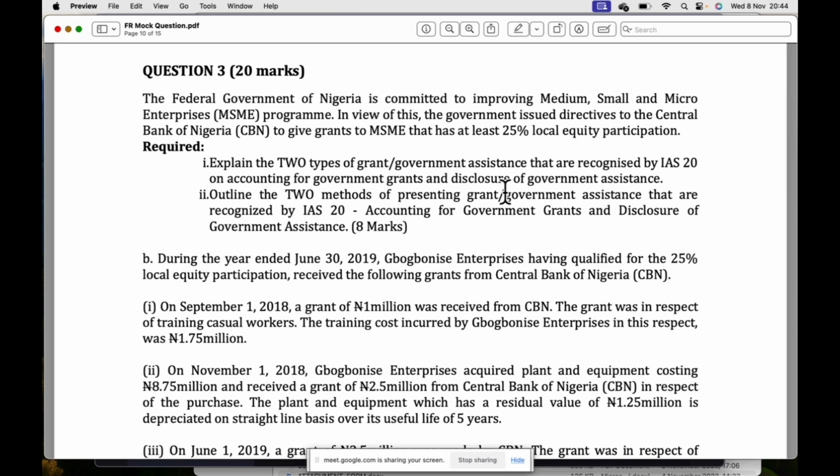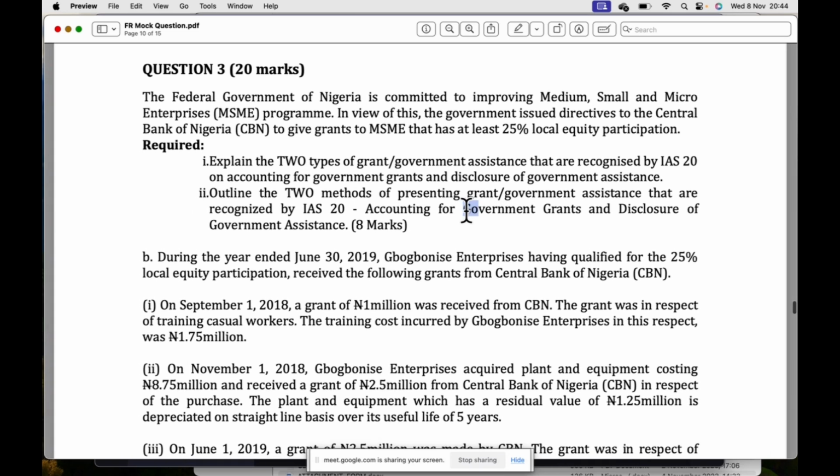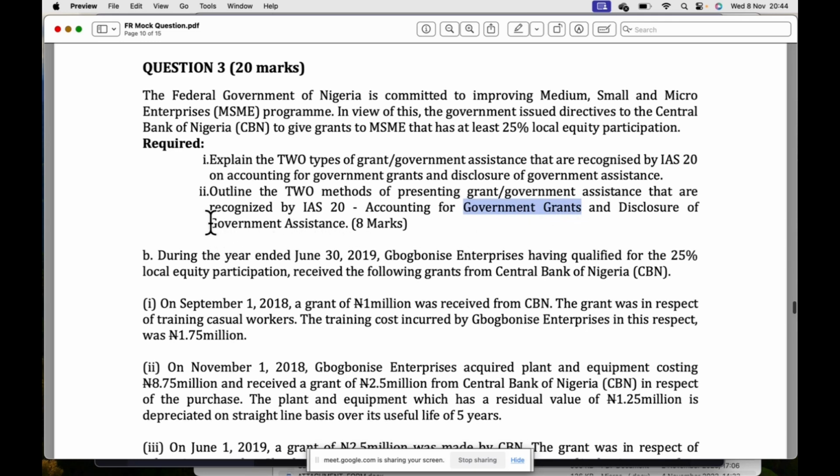But believe me, in the exam, if they want you to account for government grants, they will give you something that is monetary. So now, that's the difference between government grants and government assistance. This one has monetary value. Any assistance by the government that has monetary value, anything that the government gives to an entity that has monetary value is government grant. If it doesn't have monetary value, it is assistance.